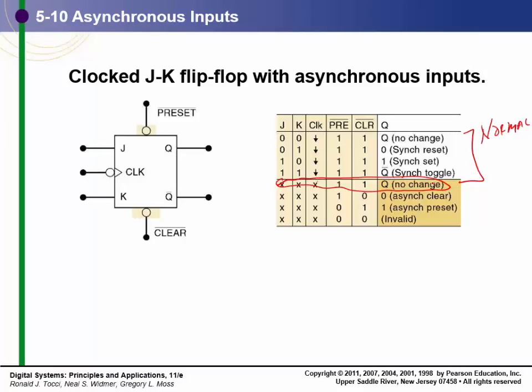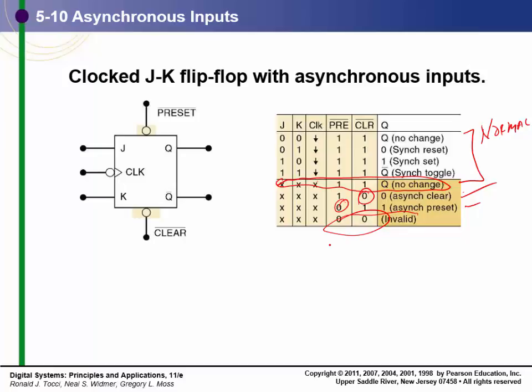However, if we take the clear low, then we're going to take the flip-flop low. If we take the preset low, we're going to set the flip-flop, regardless of what the clock does. We ignore the clock. And this state here is invalid.